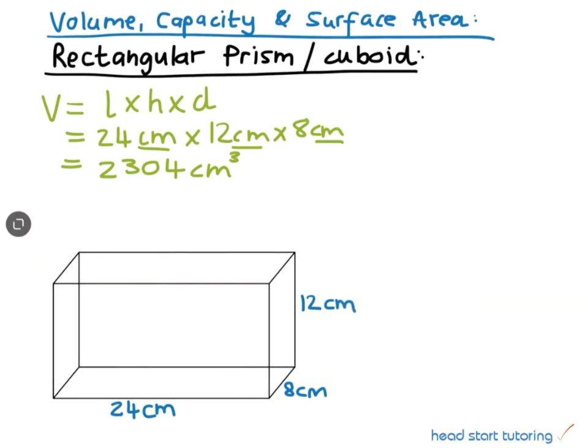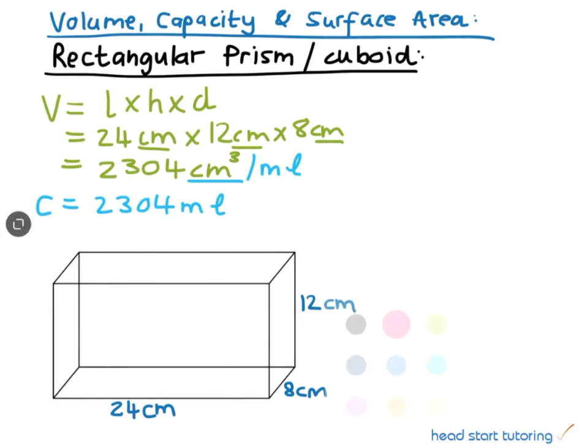Right, so the capacity of this rectangular prism is just going to be equal to the answer that we got in our volume, but it will obviously be in milliliters because remember that centimeters cubed and milliliters are equal to each other. They are interchangeable. So we've got 2,304 milliliters as our capacity.